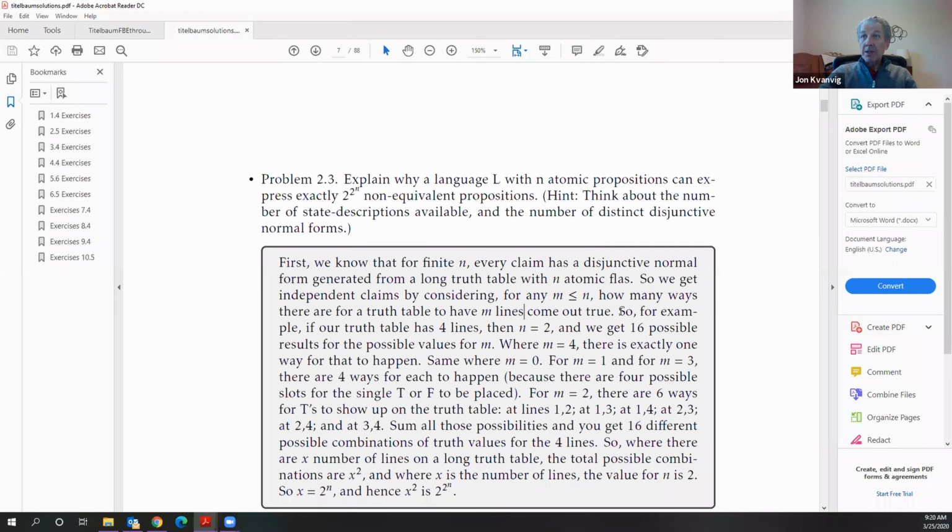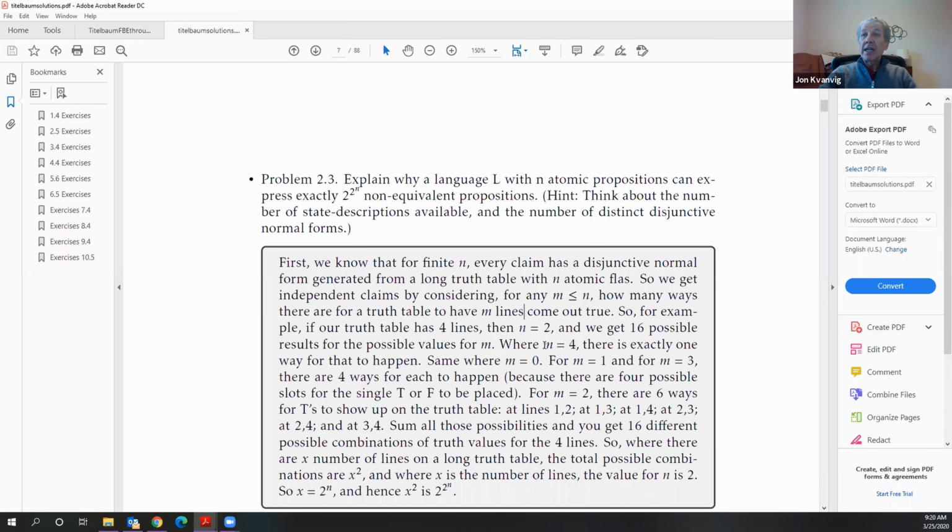So consider a simple example. Suppose our truth table has 4 lines, then n equals 2. And we get 16 possible results for the possible values of m. Remember, m is any number less than or equal to the number of lines. So where m is 4, there's exactly one way for that to happen. Same where m is 0.